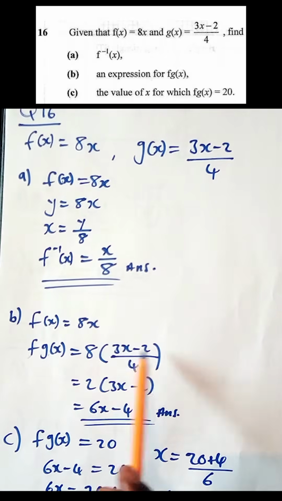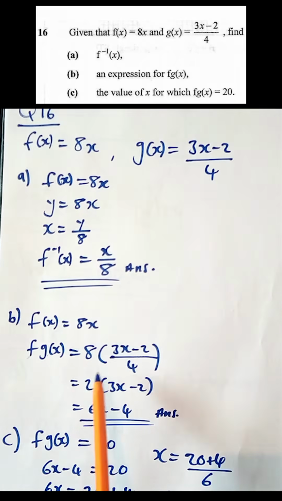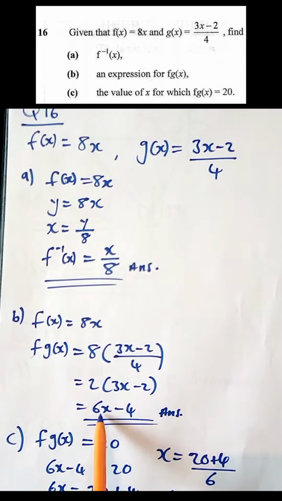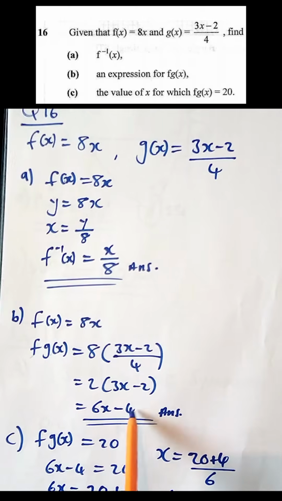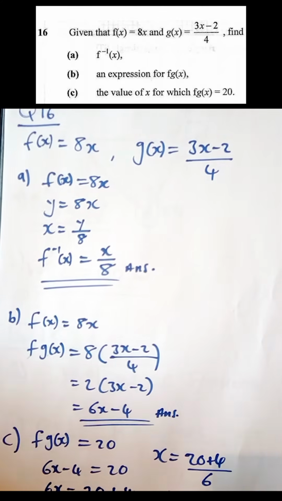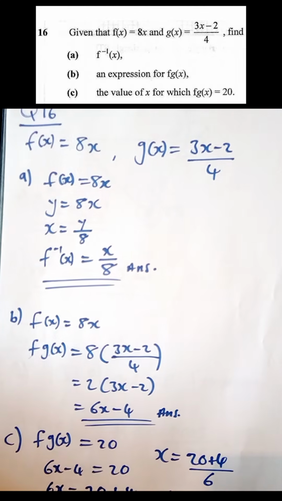Then you expand and simplify. So 4 into 8, you have 2. 2 times 3x, 6x. 2 times negative 2, that's negative 4. And that is your final answer.